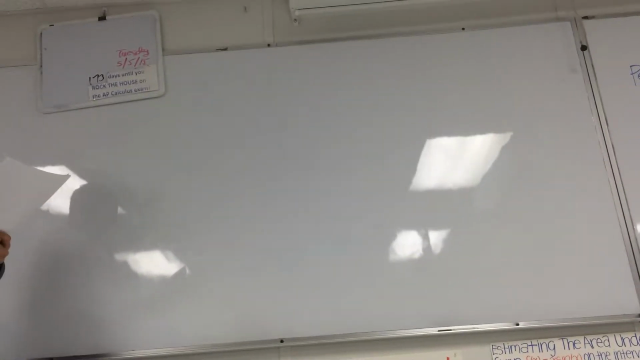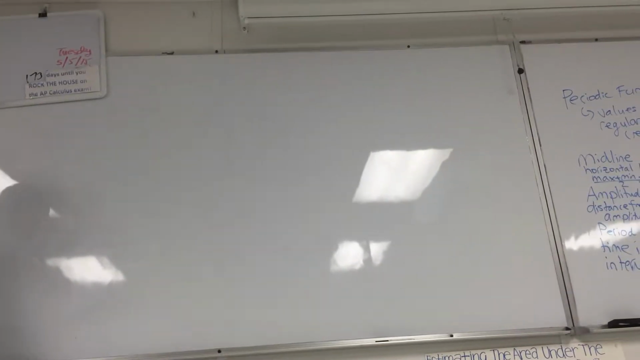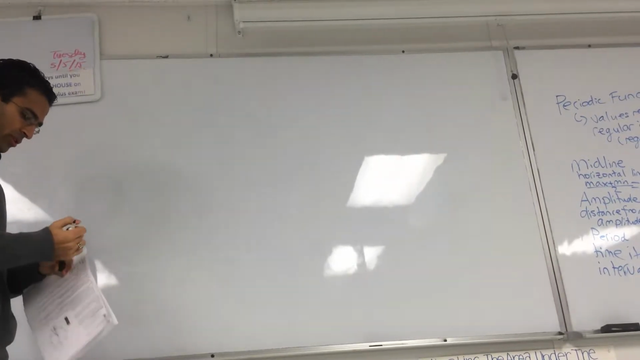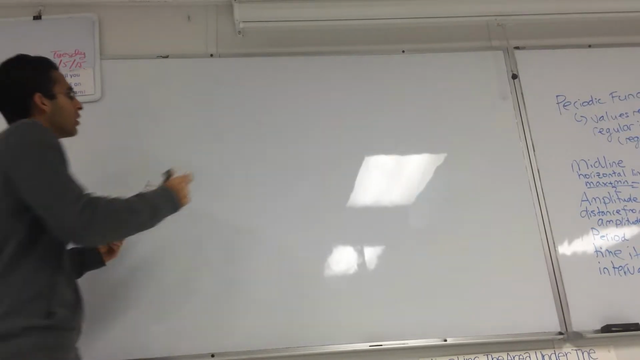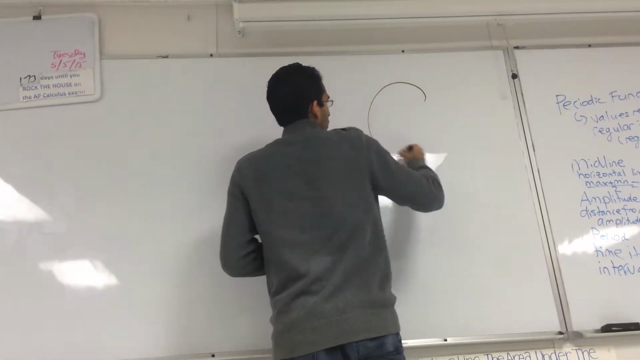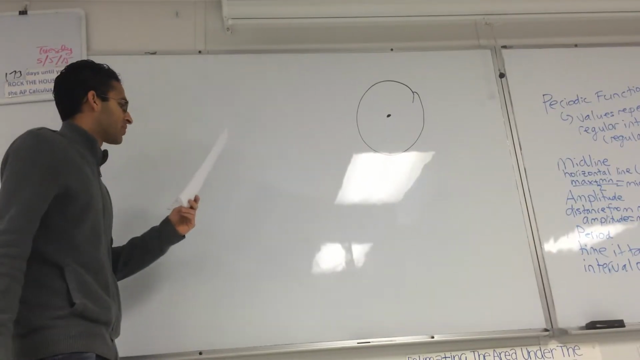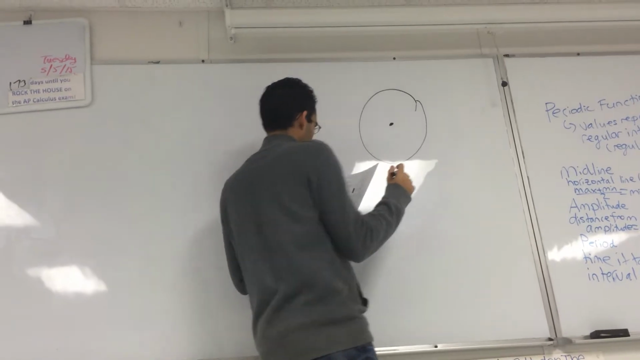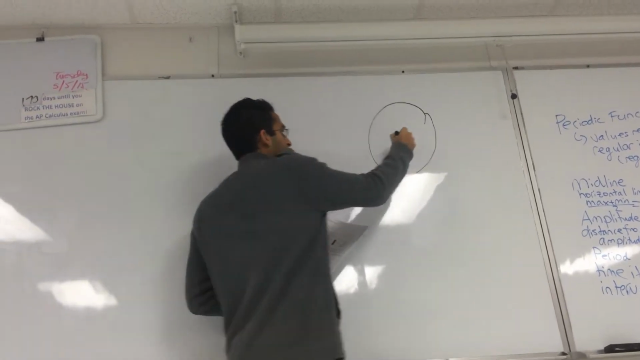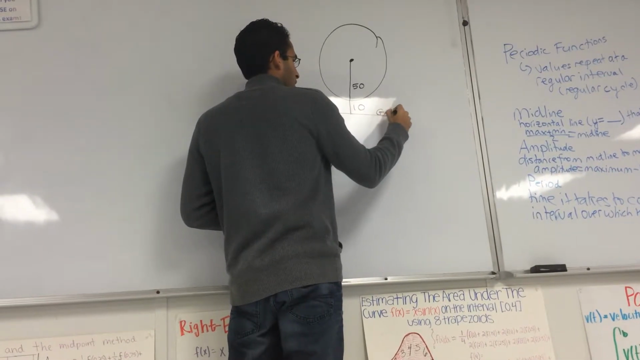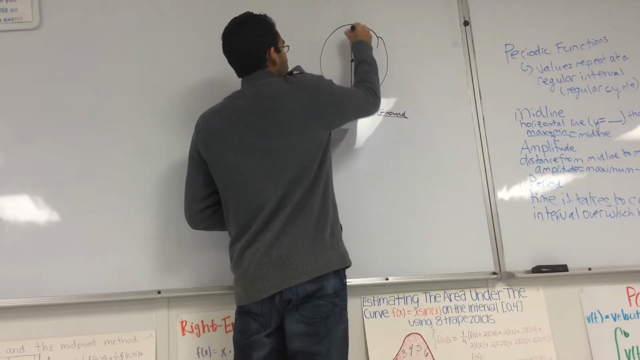The following: the center of the Ferris wheel is 60 feet above the ground. The radius of the Ferris wheel is 50 feet. So here we have our Ferris wheel. Here's the center. They tell me that the center is 60 feet above the ground and that the radius is 50 feet. So that's 50. Here's the ground, so this must be 10. And this is 50 more.